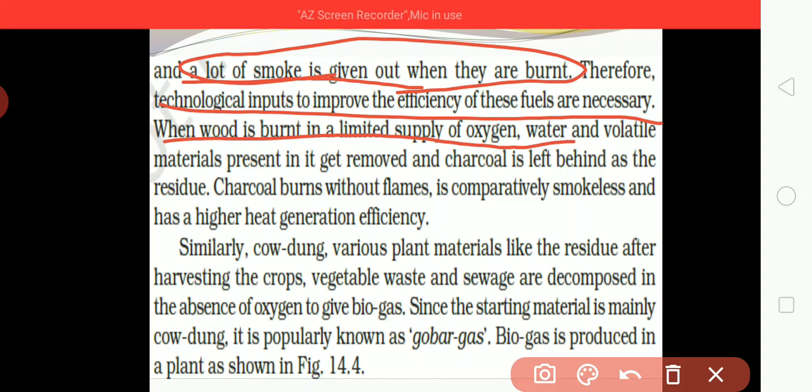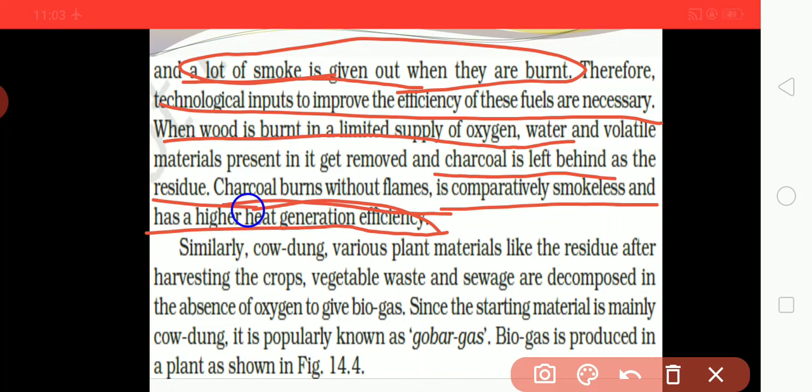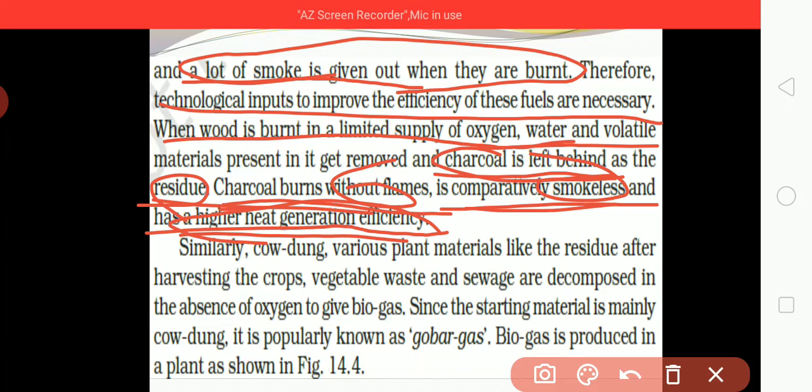When wood is burned in a limited supply of oxygen, water and volatile material present in it get removed and charcoal is left behind as the residue. Charcoal burned without a flame is comparatively smokeless and has a higher heat generation efficiency. So the charcoal left behind as residue burns without flame, and is smokeless as well as giving a higher heat generation efficiency.